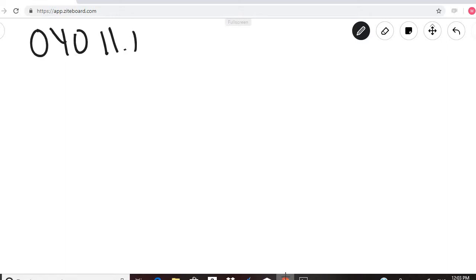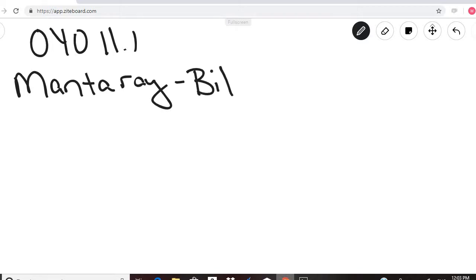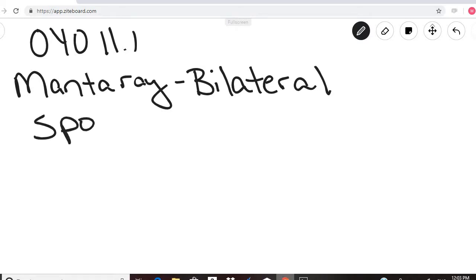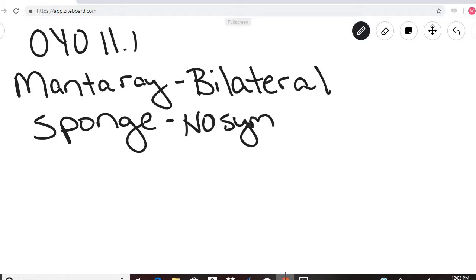The first one is a manta ray, and a manta ray would have bilateral symmetry. You could make a cut and end up with identical right and left halves. The next one is a sponge, and the sponge would have no symmetry. So if you get an organism that is irregularly shaped, then there's no way that you can cut it to get two identical halves, and a sponge is one type of that.